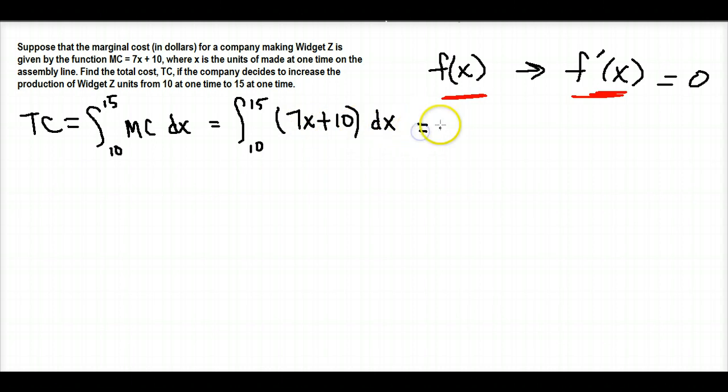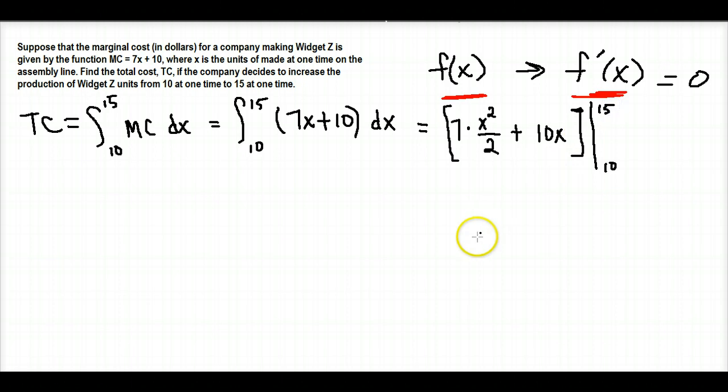So if we take the antiderivative of this function here, this would be 7 times x to the 1 plus 1, which would be 2, divided by 2, plus, whenever we have a constant, we just say 10x. And so now we want to take that and evaluate it from when x is 10 to when x is 15, okay?